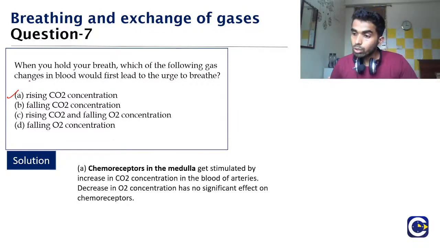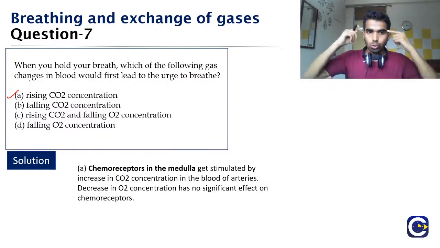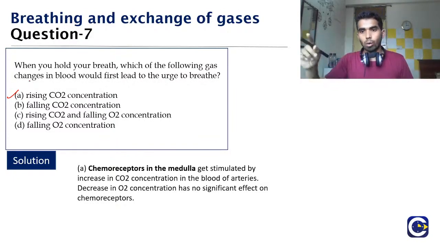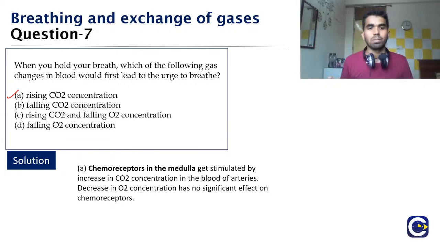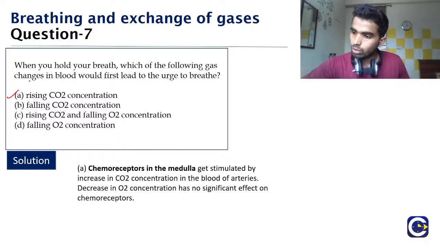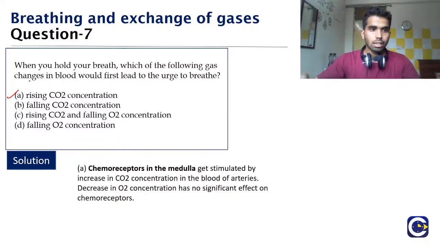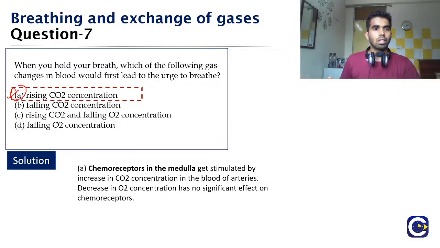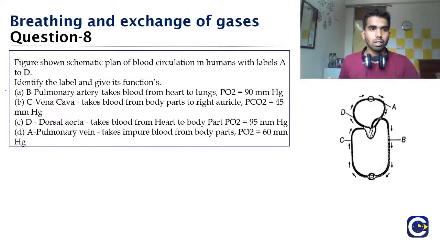And Bhuvana, actually it is not the insignificant nature of that, but in the medulla there is sensitivity for acid. The carbon dioxide goes there, carbonic acid is formed, and that acid stimulates the medulla, and then the medulla stimulates the respiratory center of our body. So the correct answer, as you all have pointed out, is option A, the rising carbon dioxide concentration. Now coming to question number 8.